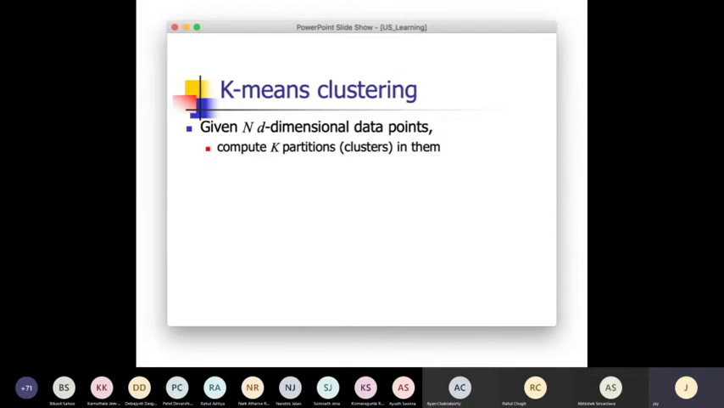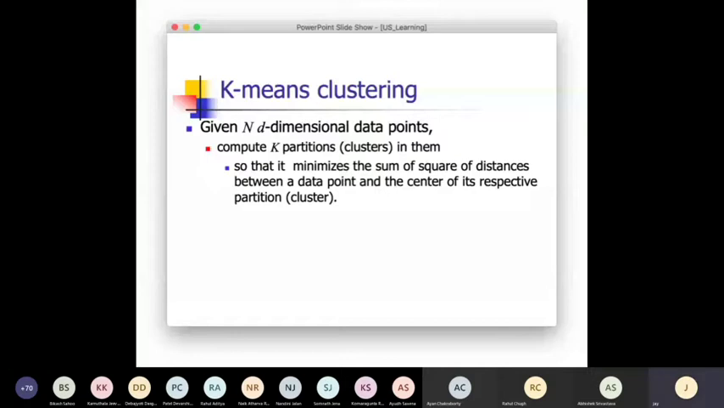There we need to compute k partitions. This k represents a hyperparameter, and the meaning of this parameter is embedded in the problem statement by the name itself. We cannot call it m means, n means, l means, because that is the convention our scientific community has adopted. So you have to go by that general convention. We call it k-means, and you have to compute k partitions or k clusters, so that it minimizes the sum of squares of distances between a data point and the center of its respective partition or cluster.